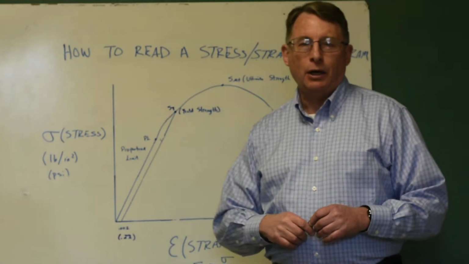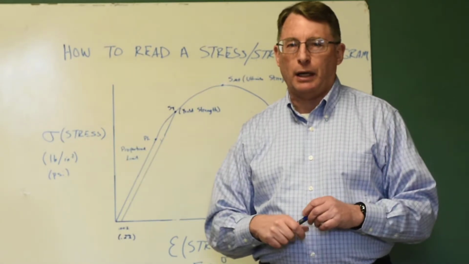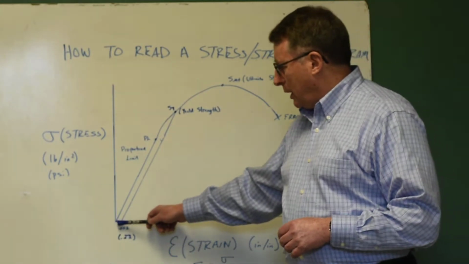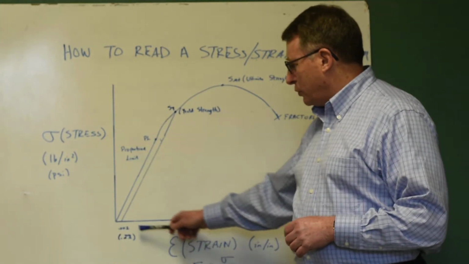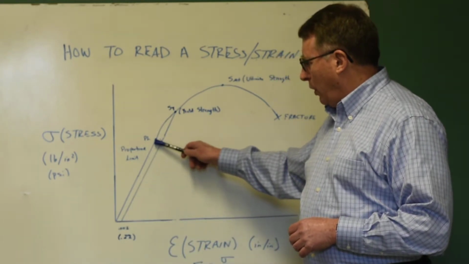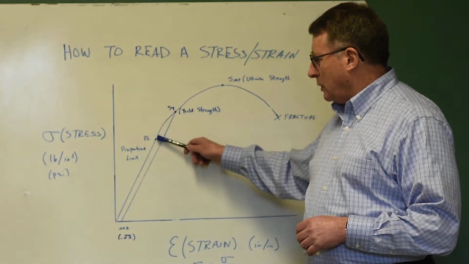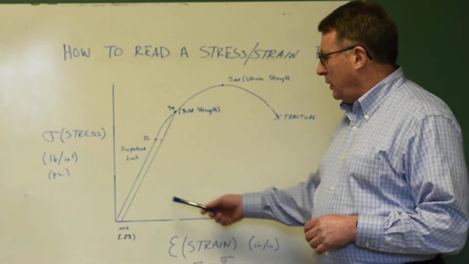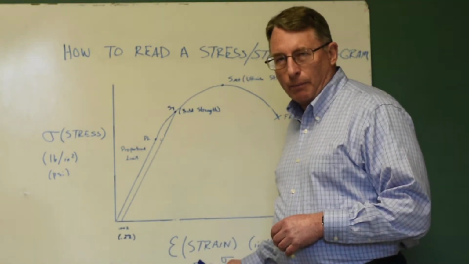If we actually pulled that sample that I showed you to the point of breaking, this is what the curve would look like. We can see that we start at the point of zero. We have zero stress, we have zero strain. We pull all the way up to what's called the proportional limit. Now what this means is that during this period, we have a linear relationship between stress and strain.